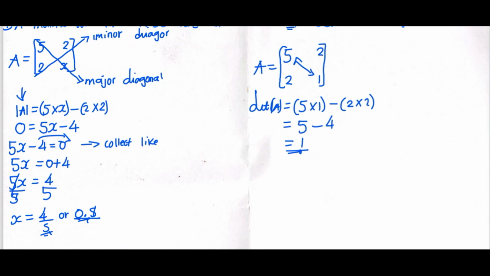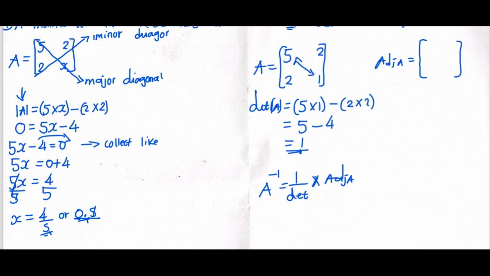Now, after we are done finding the determinant, we are supposed to write the formula for the inverse. So A inverse is equal to 1 divided by the determinant, which we have, multiplied by the adjoint of matrix A. Since now we have the formula and the determinant, the remaining part is we need to find the adjoint of matrix A. Now, how can we find the adjoint of matrix A?